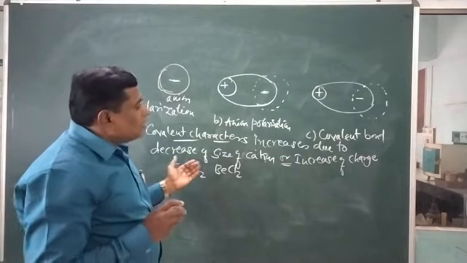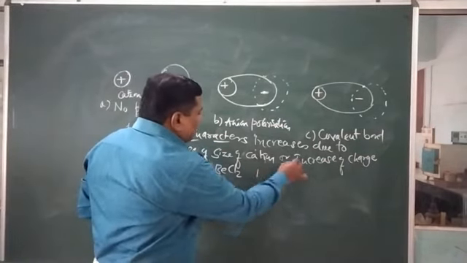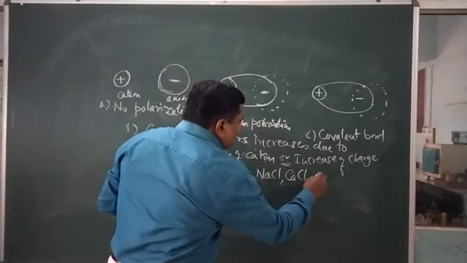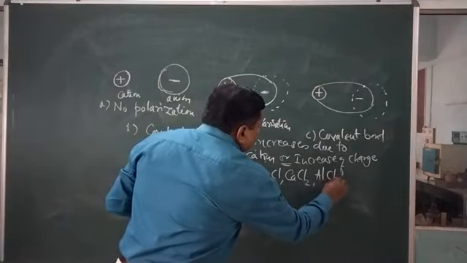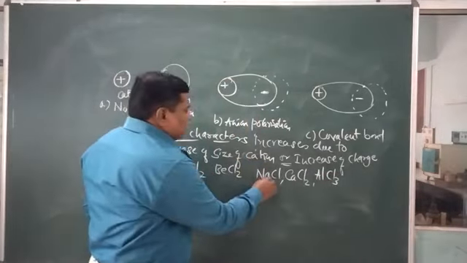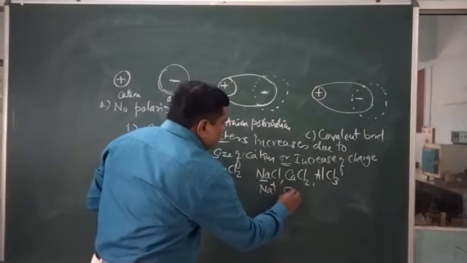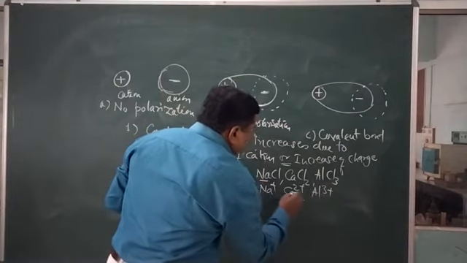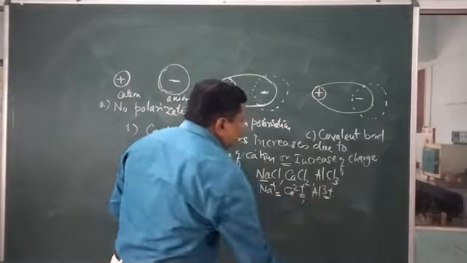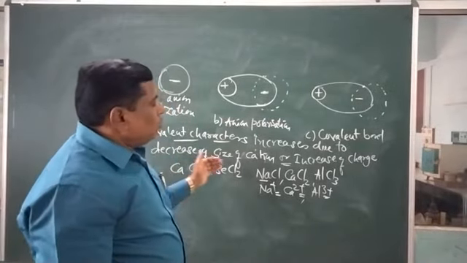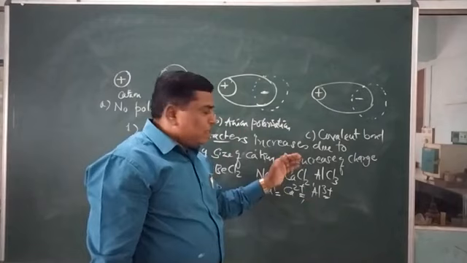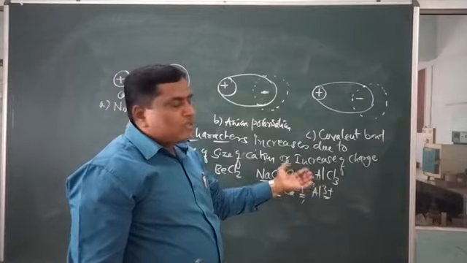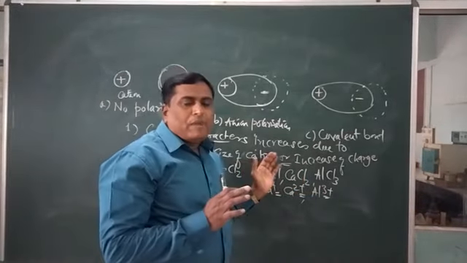Now again, as concerned with the charge, this can be explained with NaCl, CaCl2, and AlCl3. These are the three cations: Na+, Ca2+, and Al3+. Here the charge increases: 1+, 2+, 3+. What happens then? The covalent character in the case of aluminum increases as compared to sodium because the charge of the cation increases. Now this idea can be explained by Fajans' rule.